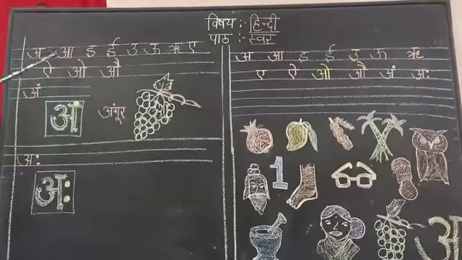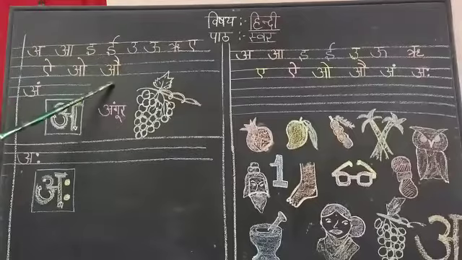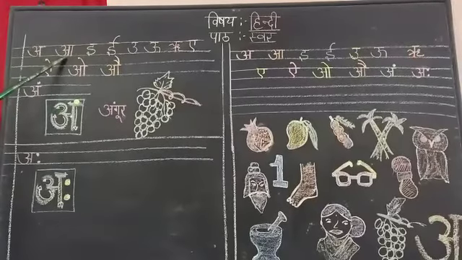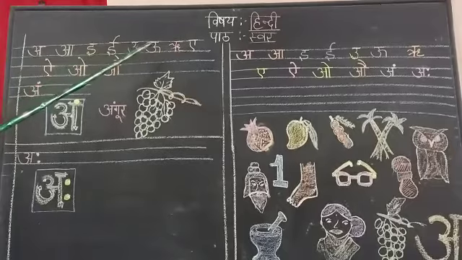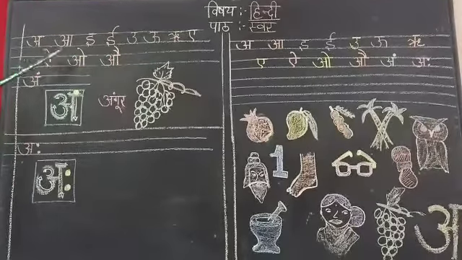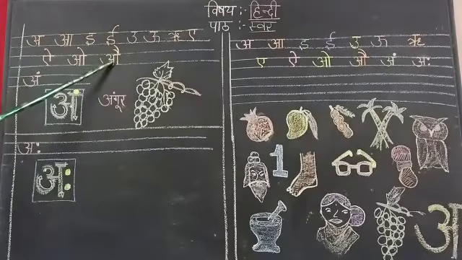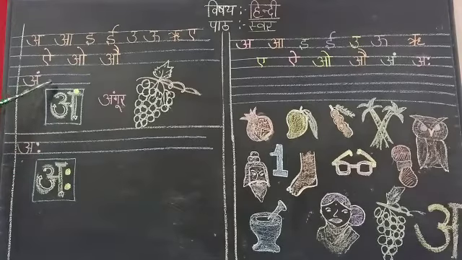Dear children, in the previous class you have learned A to Au. A, Aa, I, Ee, U, Oo, Ri, E, Ai, O, Au. I hope you all have practiced. Today I am going to teach you Am.